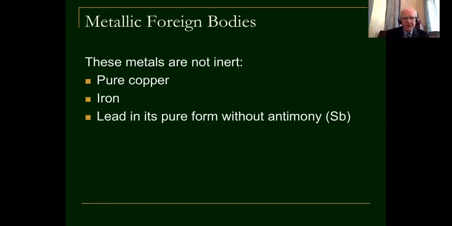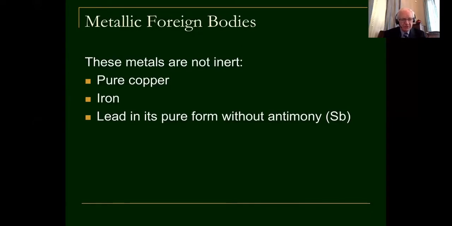Metallic foreign bodies that are not inert are a small group. Pure copper, as we as ophthalmologists know, gives significant problems with retina problems. Also in the orbit, it's very reactive. It's a metal that requires removal just because of its activity associated with it. Similarly, iron, old iron rust, it causes surrounding inflammation. If it's a very small piece, it will be eaten up pretty quickly. If it's a large piece, it's going to need to be removed.